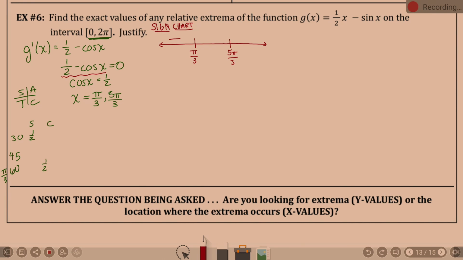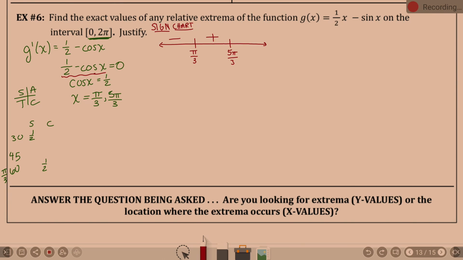Between pi over 3 and 5 pi over 3, I personally like pi. However, pi over 2 works. Technically 3 pi over 2 works also, but whatever floats your boat. Positive. I know the cosine of pi is negative 1 because I'm drawing the cosine curve in my brain. So 1 half minus negative 1 is going to be a positive.